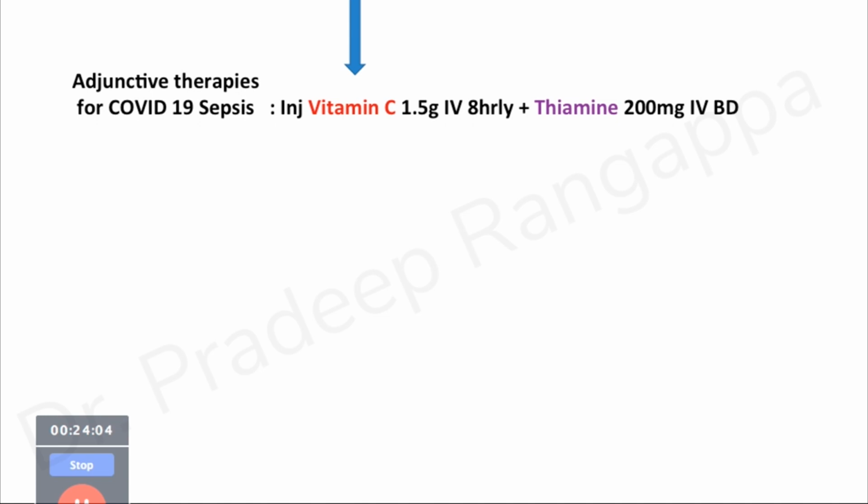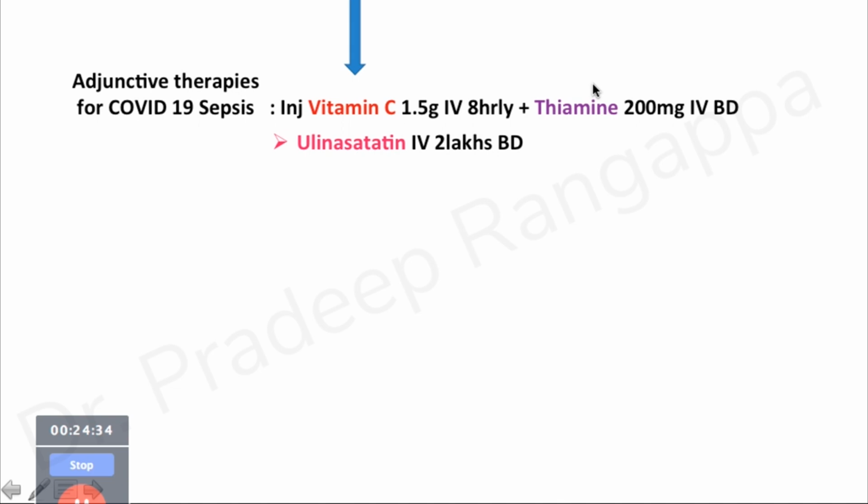So after having done this, this patient you have optimally resuscitated with fluids, you have added hydrocortisone to optimize his hemodynamic status. What are the adjunctive therapies that one could consider? You can give injection vitamin C 1.5 grams IV 8th hourly along with thiamine. There is some sort of evidence, although one could argue there is no conclusive evidence, but there are around 5-6 studies which have shown some benefit. So you could consider adding this.